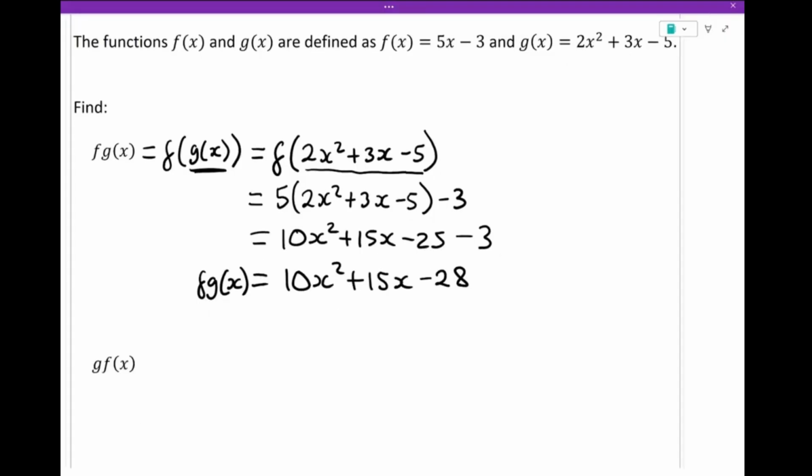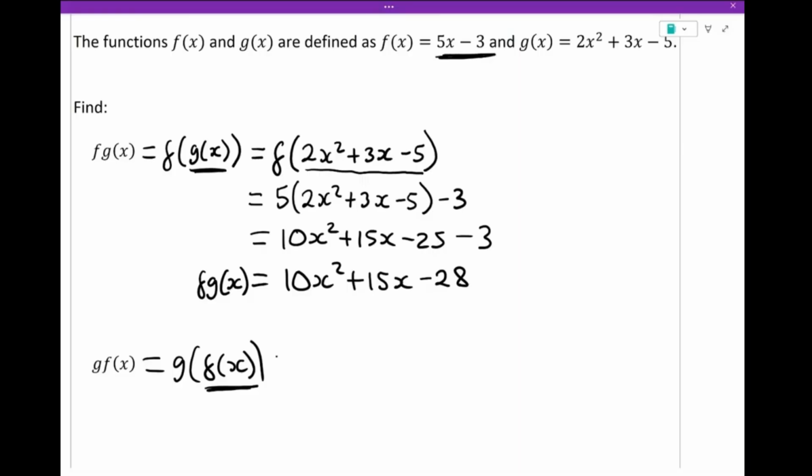So now let's have a go at finding my next composite function, which is gf of x. Okay, so I'm going to write it in my preferred notation, which is to put brackets around my inner function. So I'm going to write g, open brackets, f of x, like that. Then the idea is I need to substitute f of x into g of x. So in place of the f of x here, I'm going to write in what f of x is equal to, which is the 5x subtract 3.